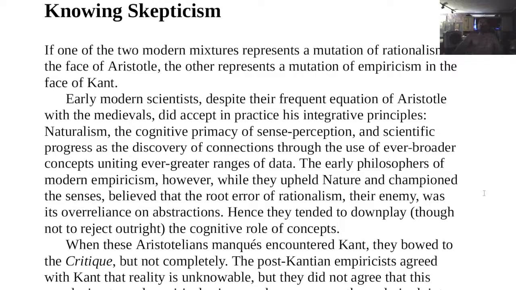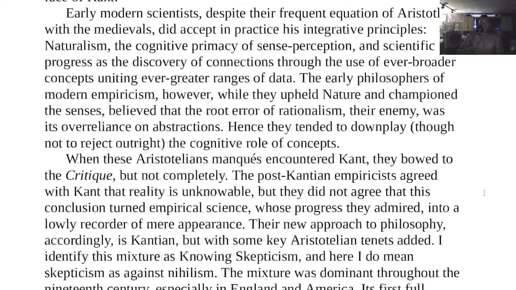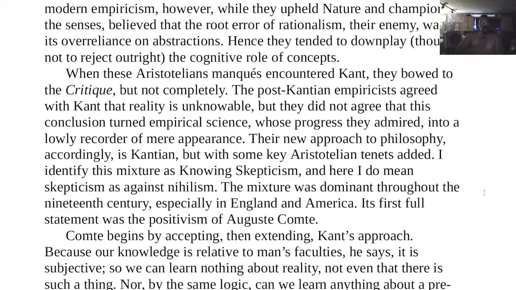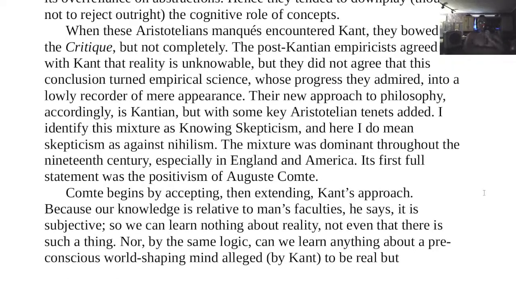When these Aristotelian monks encountered Kant, they bowed to the critique, but not completely. The post-Kantian empiricists agreed with Kant that reality is unknowable, but they did not agree that this conclusion turned empirical science, whose progress they admired, into a lower recorder of mere appearance. Their new approach to philosophy accordingly is Kantian, but with some key Aristotelian tenets added. I identified this mixture as knowing skepticism, and here I do mean skepticism as against nihilism.